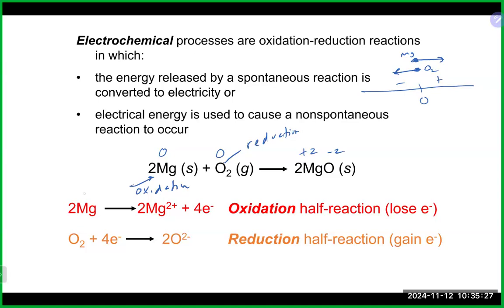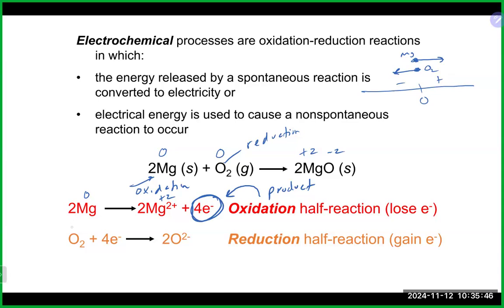So basically here we have magnesium going from 0 to +2, losing electrons here. And that would be our oxidation half reaction. I know it's an oxidation half reaction because electrons are on the product side, like they are being given off or they are being lost. So that is basically what that means.